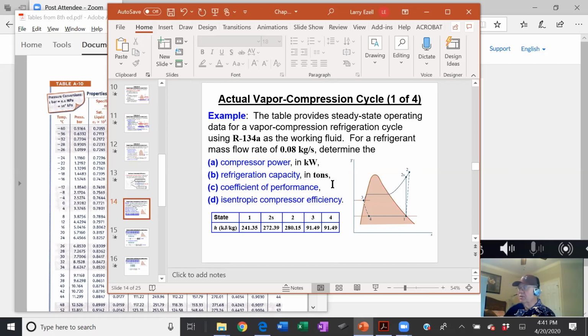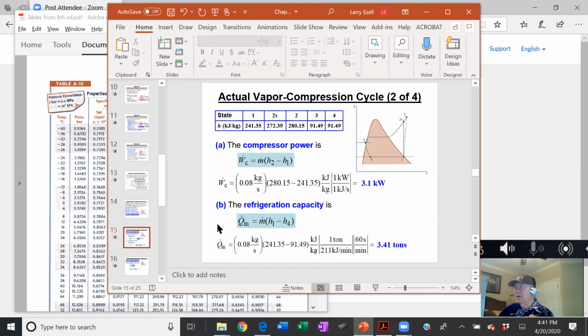So let's just go through this real quick. The compressor power is just m dot times H2 minus H1, with m dot 0.08 kilograms per second. You know that enthalpy is in kilojoules per kilogram, and you know 1 kilowatt is by definition a kilojoule per second. So the compressor power is 3.1 kilowatts. I'd ask you for one more digit, unless that comes out 3.10, I don't know.